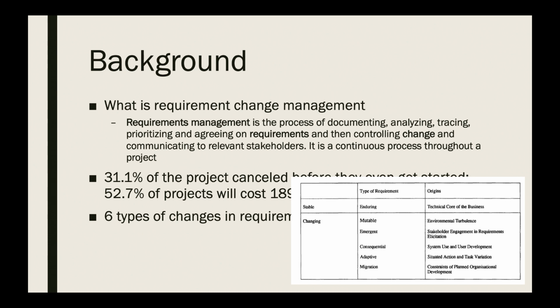So emergent requirements often happen when it's hard for a stakeholder to predict the future of the project and they add new changes during the process of development. And consequential requirements happen after the delivery of the project. The adaptive requirements are requirements for change to be an inherent and ongoing capability of the delivered system. And at last, migration requirements are derived from constraints of planned organization development.